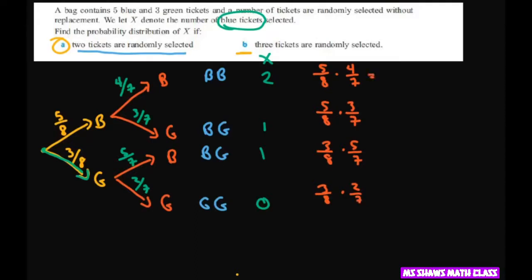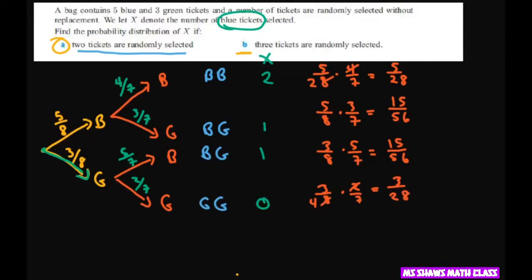When you look at this, 4 goes into 8 2 times, so this would be 5 divided by 28. This would be 15 out of 56. This one's the same. Remember, that's a probability of just getting 1 blue. And 2 goes into 8 4 times, so that would be 3 divided by 28.